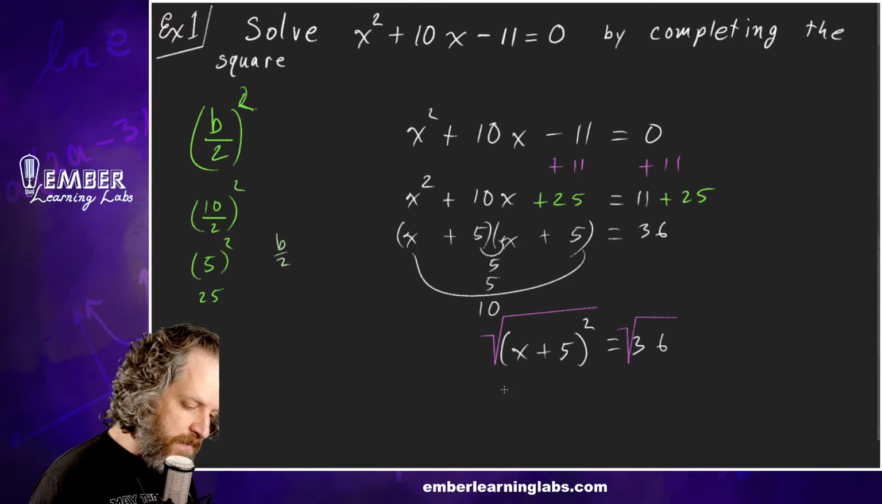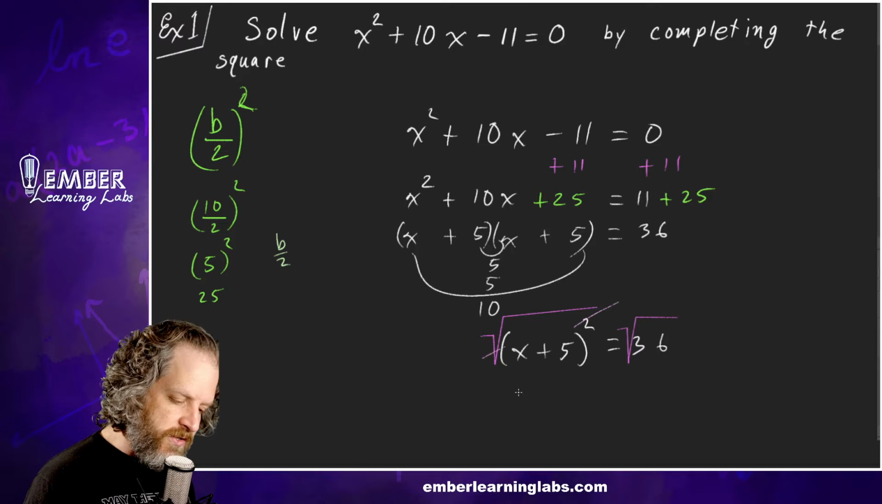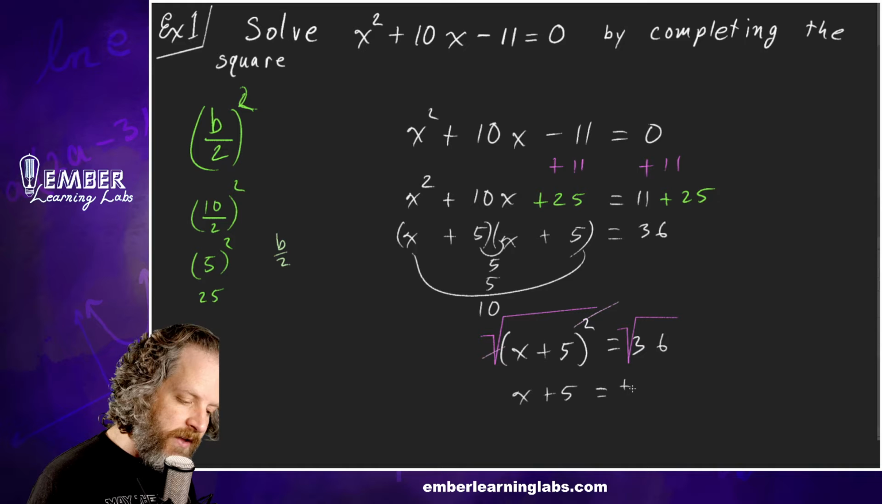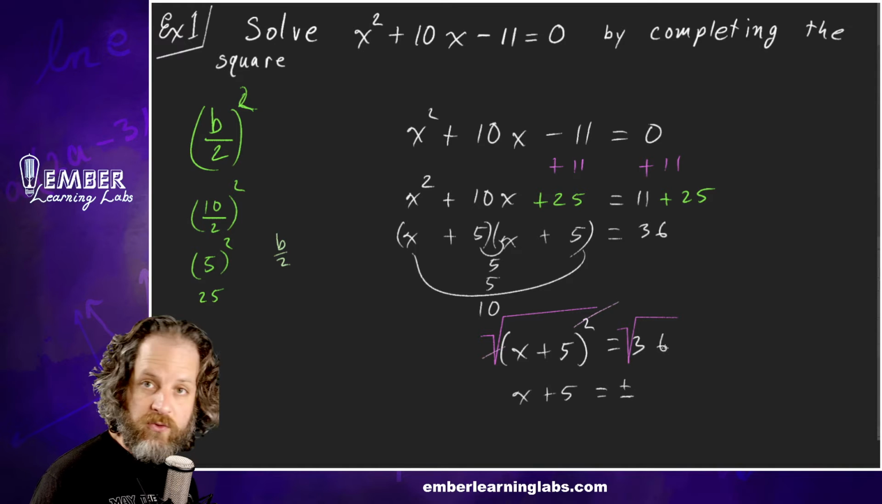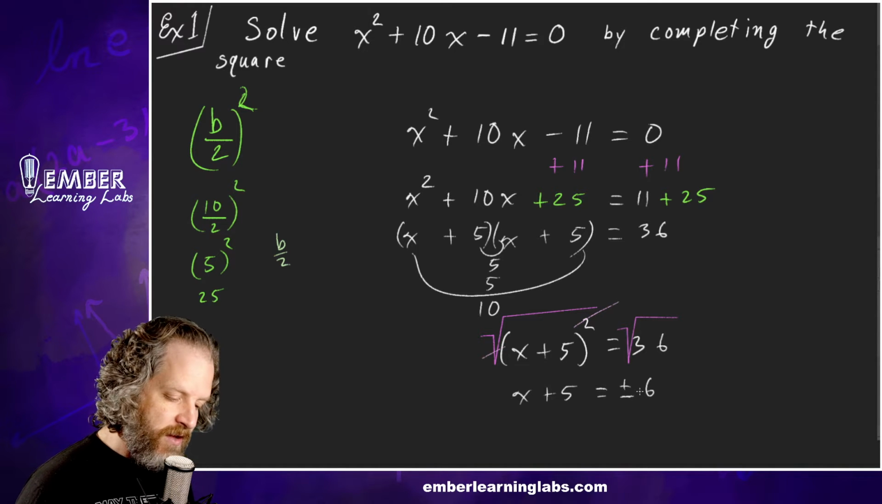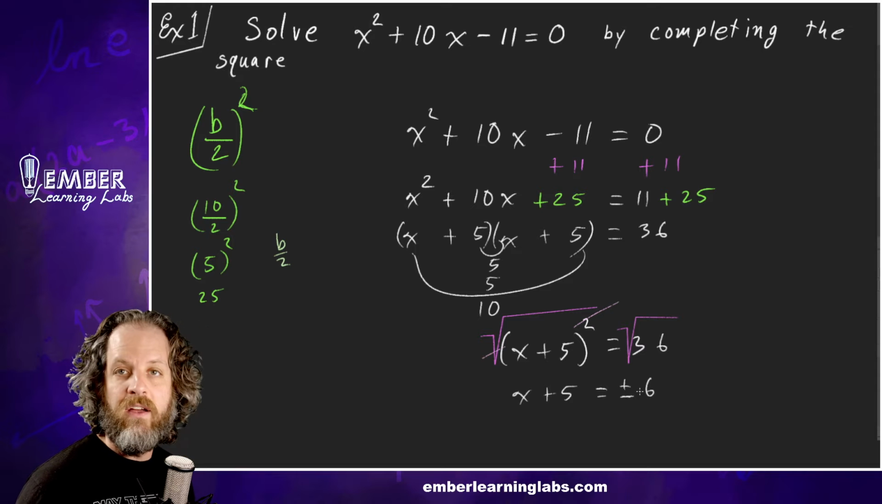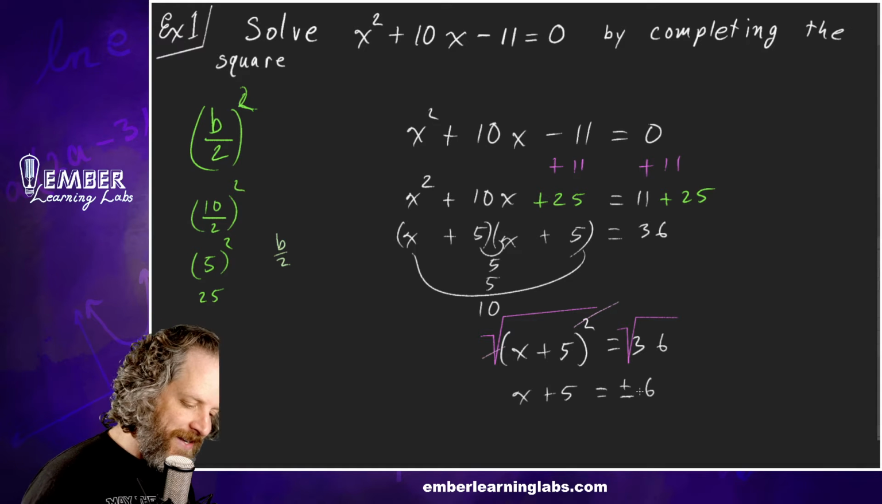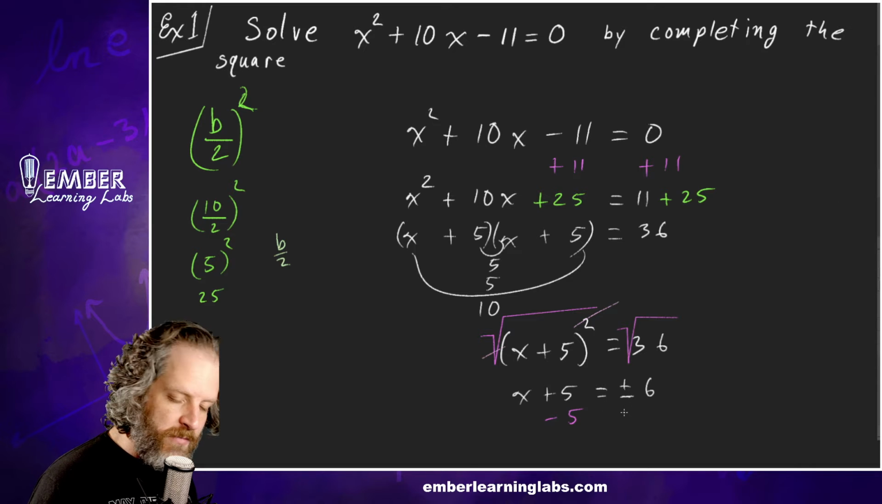The square and square root cancel with each other. So on the left side, we have x plus 5, and on the right side, we have plus or minus the square root of 36, which is 6, so plus or minus 6. We're still not quite done, right? So we're going to subtract 5 from both sides. Minus 5, minus 5. This cancels.